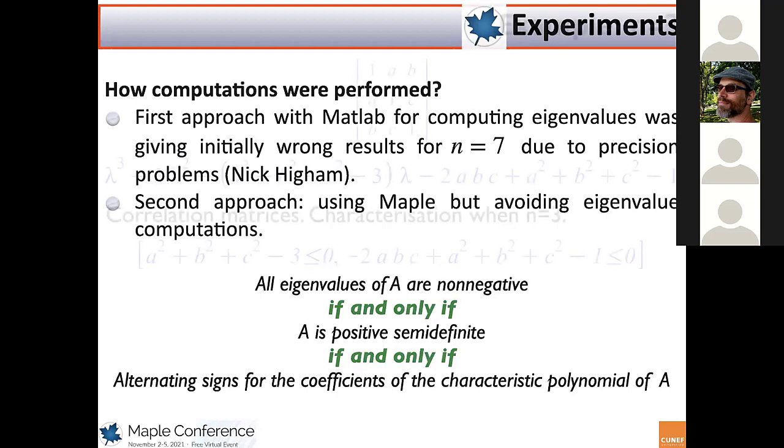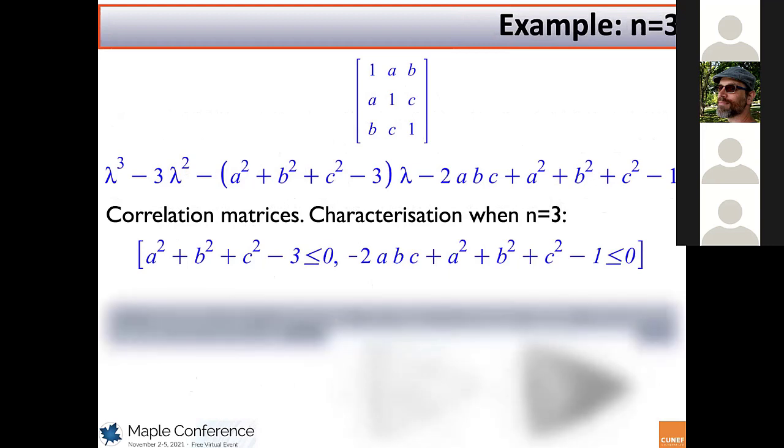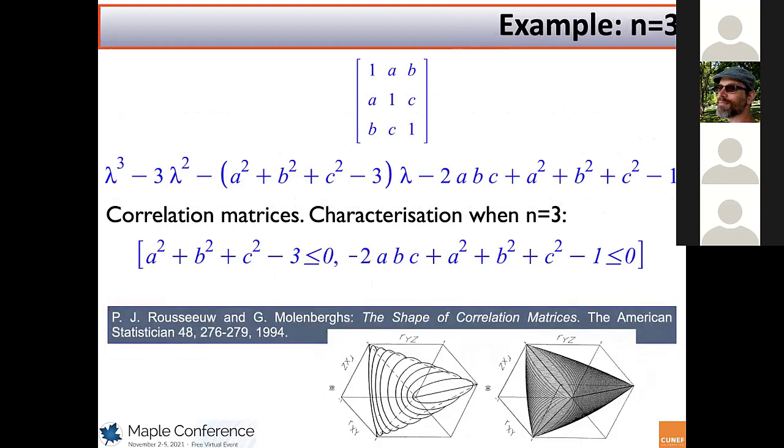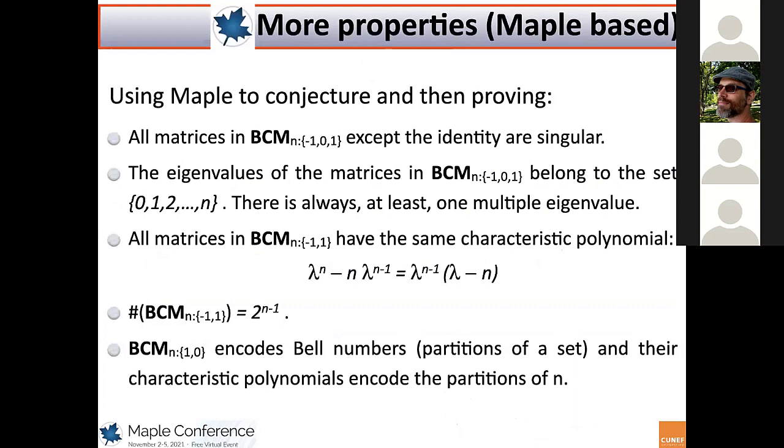Moreover, this characterization introduces a closed form characterization of correlation matrices in terms of polynomial inequalities. Here you have the result for n equal to 3, but you can imagine that the characterization involves more polynomials and more inequalities for dimensions bigger than 3. So I am showing you how Maple was used to analyze and study the set of Bohemian matrices when we have fixed the population: what is happening with those matrices which are correlation matrices.